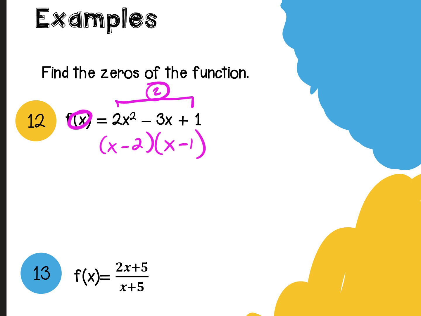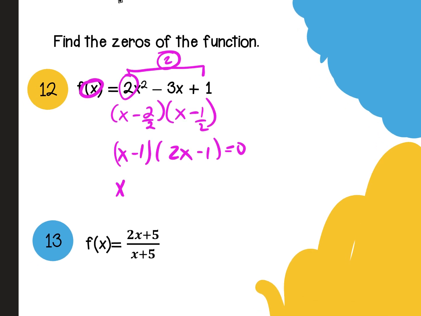All right. My a term is not 1, so I have to divide both of these by 2, correct? So I end up with x minus 1 and 2x minus 1 equals 0. Now we set them both equal to 0. So I get x equals, what's wrong? Right here. Oh, wait, I'm stupid. No, you're not. No, don't say that. So x equals 0 and x equals what? 1/2?